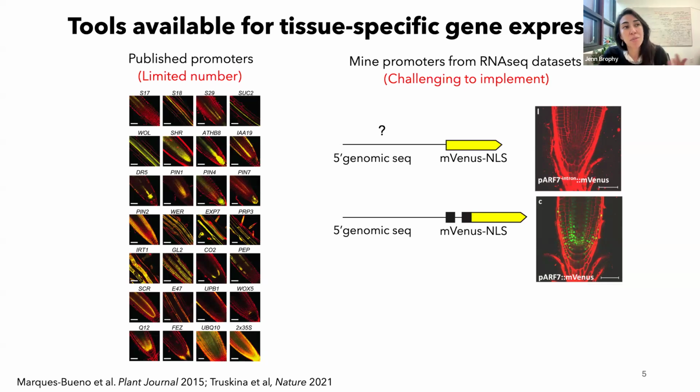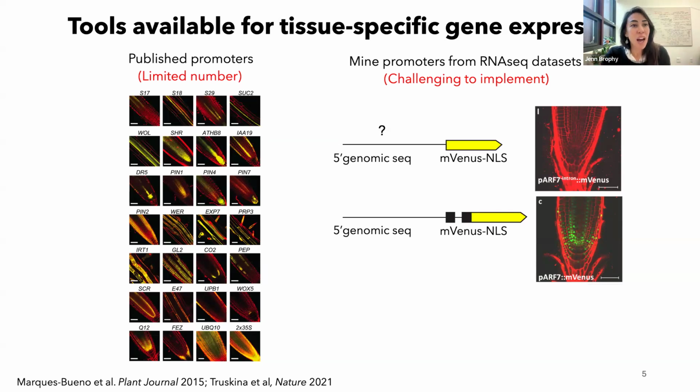So one other option may be to mine a promoter from an RNA-seq dataset. There are lots of RNA-seq datasets now that are either single-cell datasets or datasets derived from dissected tissues where you can get an idea of what genes in the plant genome are upregulated or downregulated in specific tissues. And you can, for example, choose one of those genes that has a pattern that you think is useful and use its promoter for your engineering purposes. Now, this is a good idea in theory. It's just in practice, it tends to be hard to actually implement.